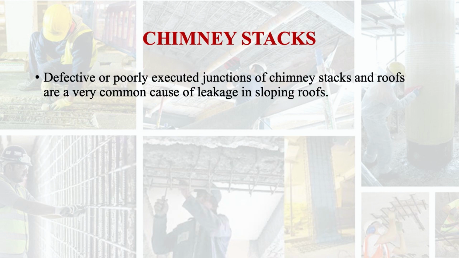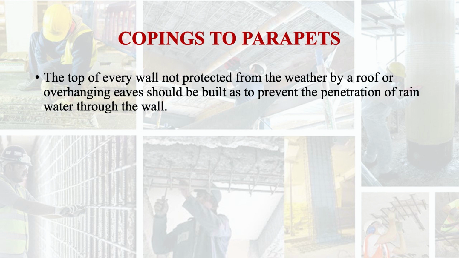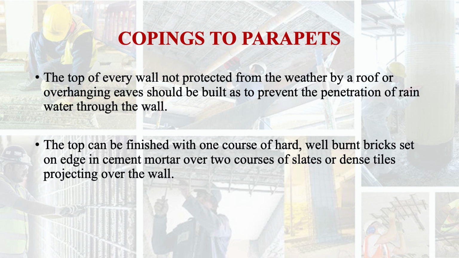Then chimney stacks. Defective or poorly executed junctions of chimney stacks and roofs are a very common cause of leakage in sloping roofs. A sufficient tuck of lead flashings into the chimney brickwork should be provided with cement fillets where necessary. Copings to parapets, a very important aspect. The top of every wall not protected from the weather by a roof or overhanging eaves should be built so as to prevent the penetration of rainwater through the wall. The top can be finished with one course of hard, well-burnt bricks set on edge in cement mortar over two courses of slates or dense tiles projecting over the wall.